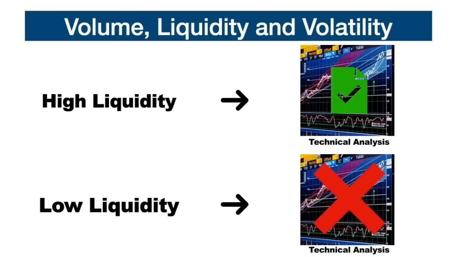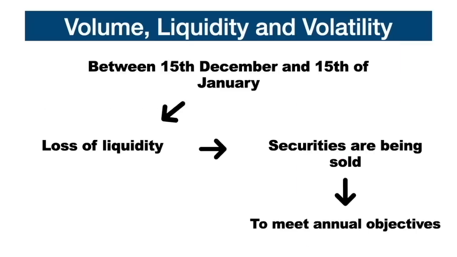Liquidity directly affects the technical analysis of a given asset. High liquidity allows the price to correctly reflect technical patterns, while low liquidity does not allow the price to move correctly, creating confusion and having to rely mainly on fundamental analysis. Between the 15th of December and the 15th of January, the Forex market suffers a drastic loss of liquidity, due to a sale of securities by companies and banks, in order to reach their annual objectives, together with a lower general activity due to the Christmas holidays.